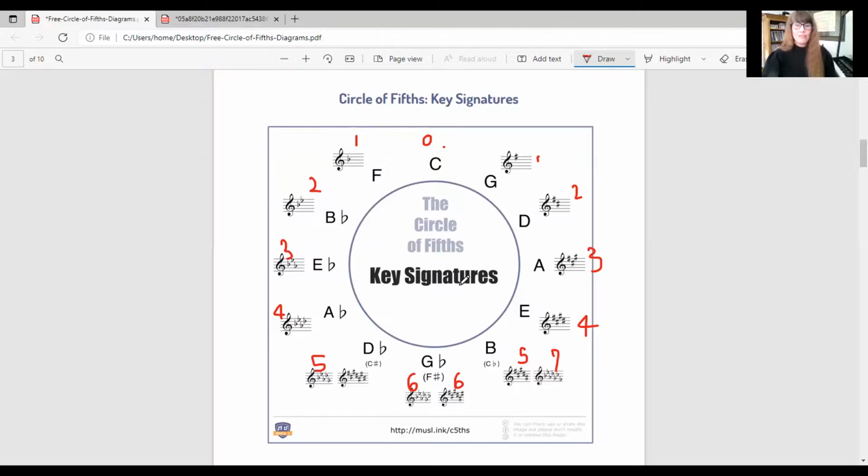So this is a really valuable chart. You can find them online. Like I did, you can check out this website at the bottom here. This chart is really laid out nicely for you to study the circle of fifths. So I'm just going to stop that share and take you to another page.